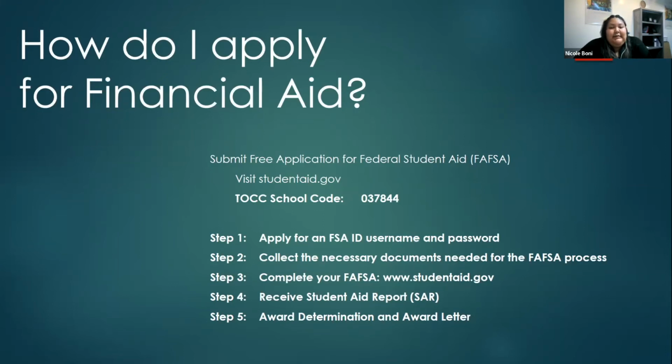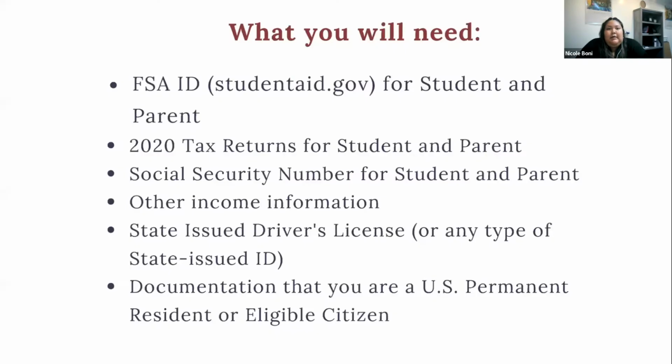So you would collect the necessary documents and complete the form. You will receive your student aid report, which the financial aid office will get within about a week or so. And then as it gets closer to the semester, we will be sending out award letters. These are the documents that you are going to need: the FSA ID, for the 22-23 FAFSA application, the 2020 tax returns, social security number, driver's license, and any documentation that you're a permanent US resident.